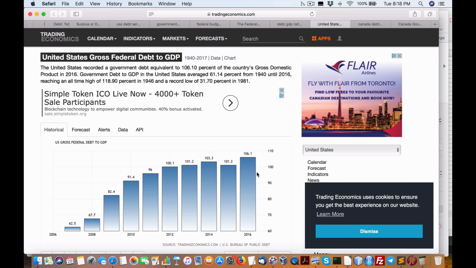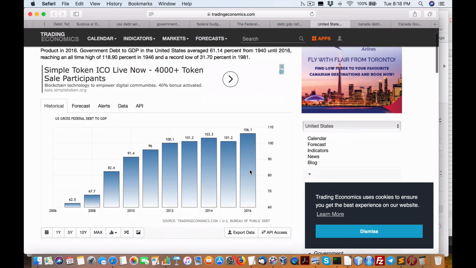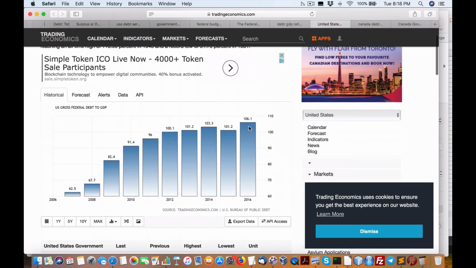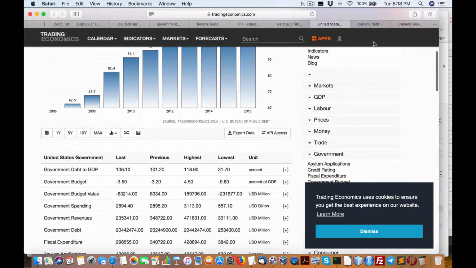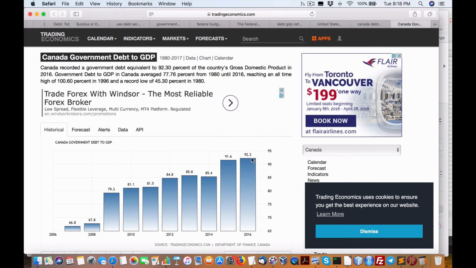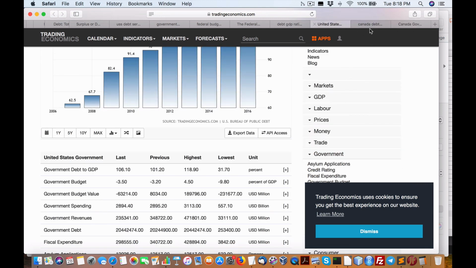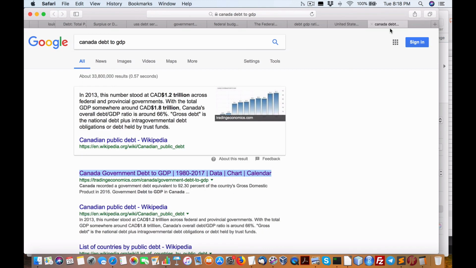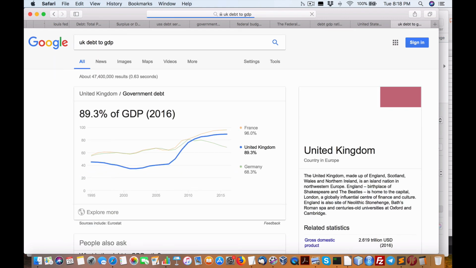Okay, so the States are at 106.3. Okay, so they've broken through. They're starting to run out of money. Okay, Canada, 92.3. We're not far behind them. Okay, not good. Let's take a look, check out some other Western countries. UK, how's that looking? How's that looking, UK?